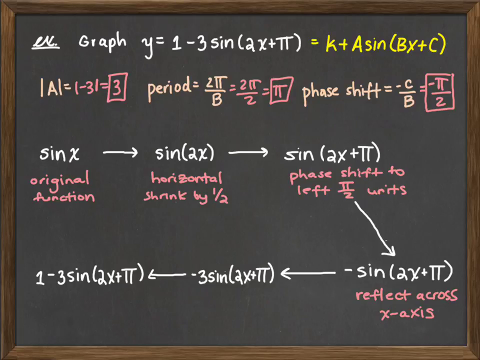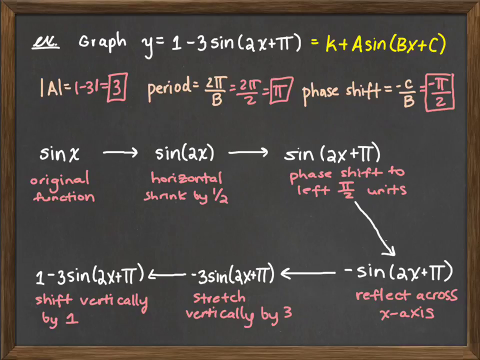And then we are going to apply this amplitude. So the amplitude is -3. We've already accounted for the negative by reflecting, and so we're just going to stretch the graph vertically by 3. Okay, and then finally, we've done all of this. We're at the thing that we're trying to graph, and we just need to shift this vertically by 1 unit. Okay, so this is just kind of a deconstruction of all of the things that you're doing to sine of x to get this graph right here.